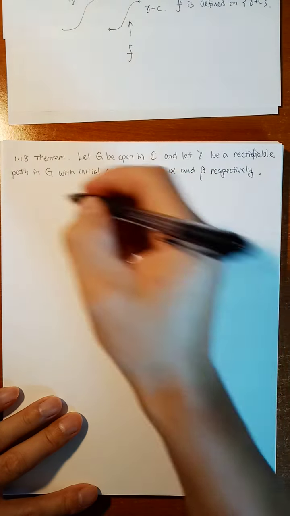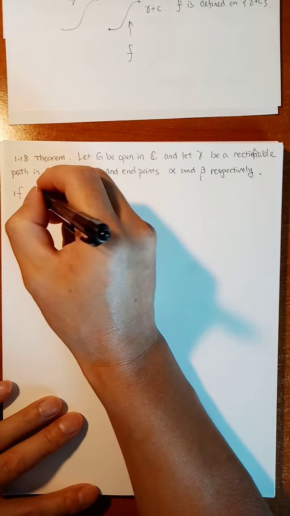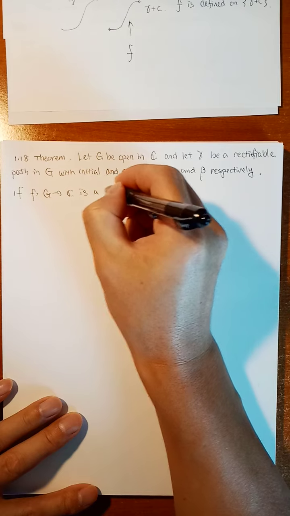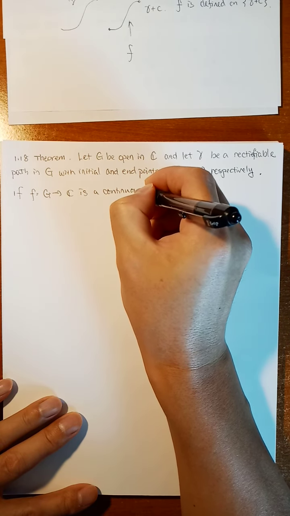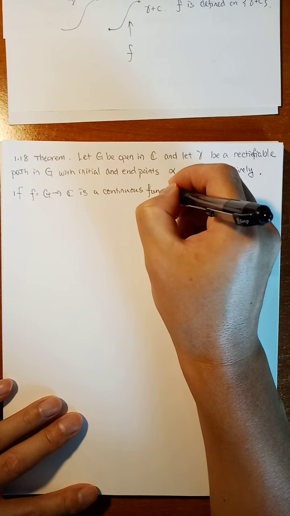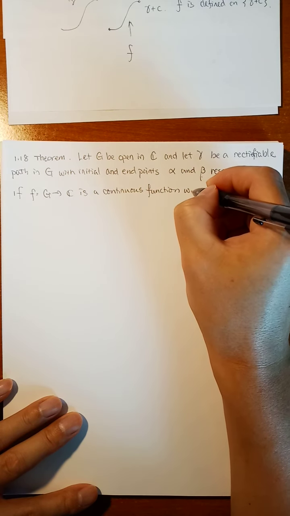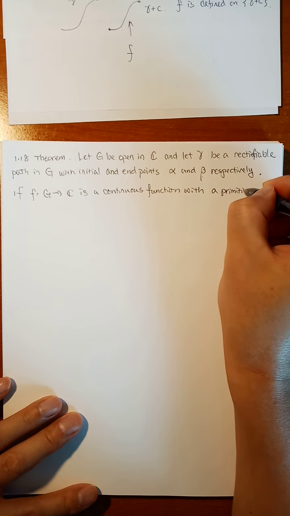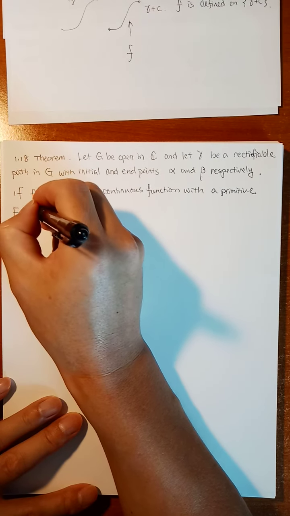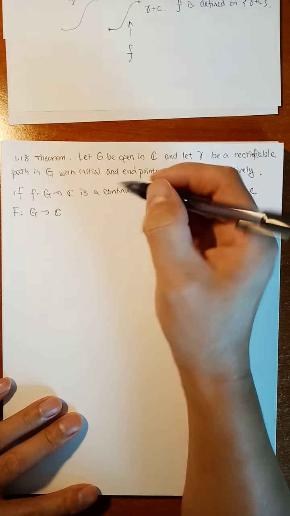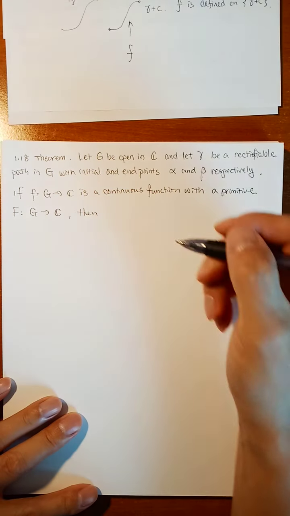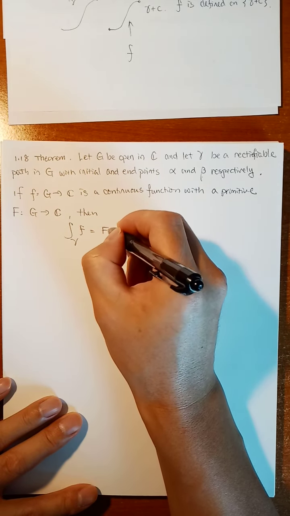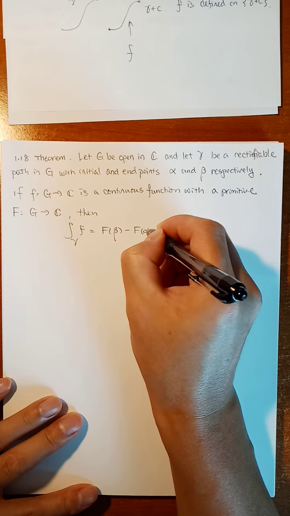Okay, and one more condition. Suppose this continuous function f from G to C is a continuous function with a primitive, with an antiderivative, capital F from G to C. Then what we can say is that this integral of f along gamma is equal to capital F of beta minus capital F of alpha.